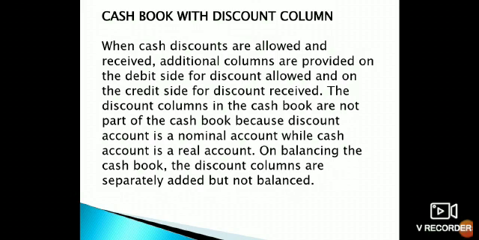Next one is cash book with discount column. When cash discounts are allowed and received, additional columns are provided on the debit side for discount allowed and on the credit side for discount received. The discount columns in the cash book are not part of the cash book because discount account is a nominal account while cash account is a real account. On balancing the cash book, the discount columns are separately added but not balanced. So though we are maintaining a separate discount column in the cash book, it is different from the cash book because cash account is a real account and discount account is a nominal account. So this discount column should be separately balanced.